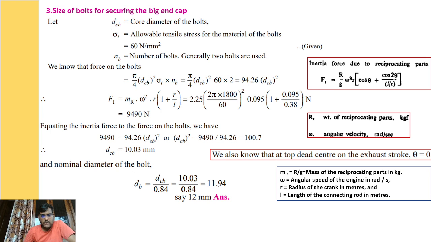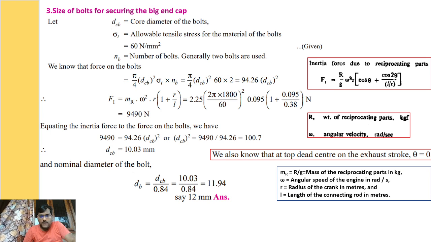Here also this value will be equal to the inertia force. Okay, this is the direct equation available in the PSG data book, page 7.122. Here W is the weight and g is the gravitational constant. You know W by g is nothing but the MR value. So here you can substitute W by g with the MR value.